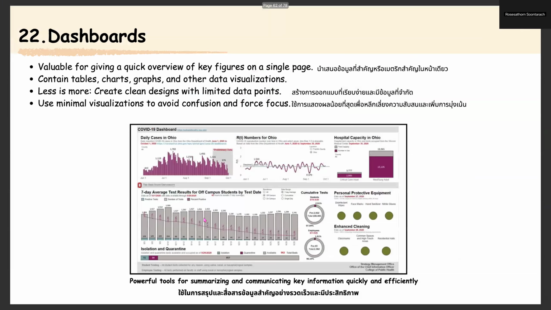Dashboards. This is for giving a quick overview of key figures on a single page. This can contain tables, charts, graphs, and other data visualizations. So you need to do as less is more by creating a clean design with limited data points and using minimal visualization to avoid confusion and false focus. So this is a powerful tool for summarizing and communicating key information quickly and efficiently.